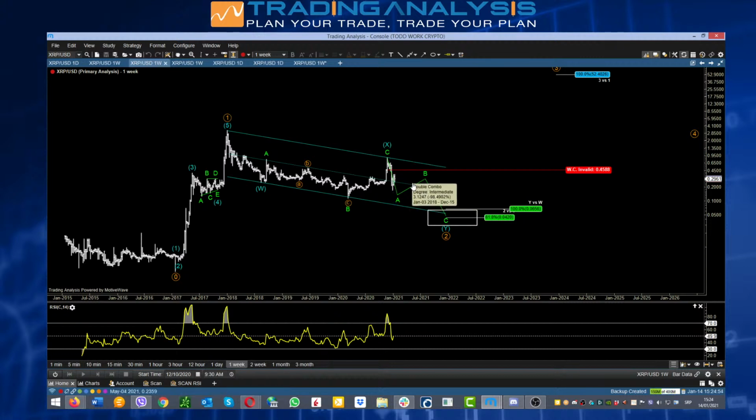So I think we might see this scenario where, from this possible X wave, which is just a connector of the double zigzag, we will see a 5-wave move lower, some type of pullback in a B wave, and then further continuation, and this might last through all of 2021.